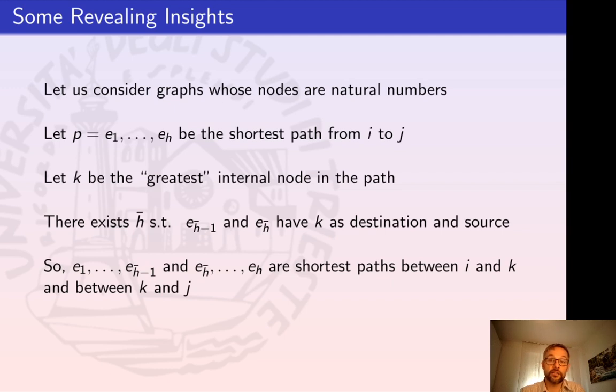Okay? And remember, K is the greatest internal node in the path from I to J. So all the internal nodes in the first part of the path should be smaller than K. And again, also for the last part of the path, all the internal nodes should be smaller than K. Okay?